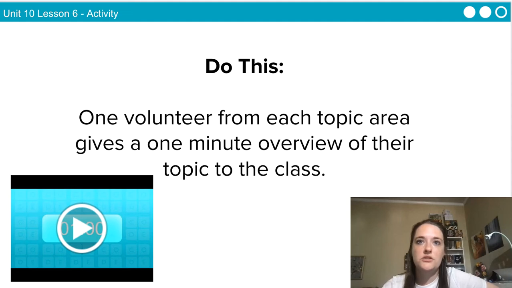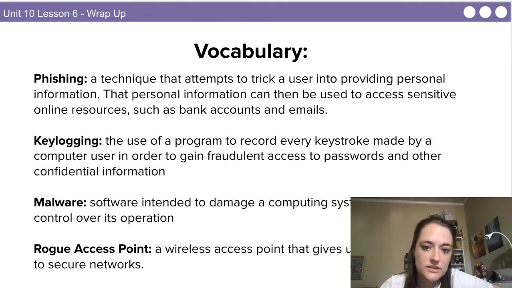and one more thing you should know. Another security risk. These are our key vocabulary terms for this lesson. Another security risk is a rogue access point. Okay. What is a rogue access point? So how this works, it's a wireless access point that gives unauthorized access to secure networks.